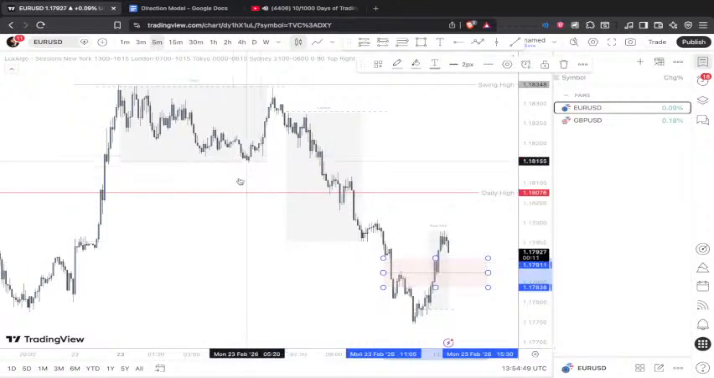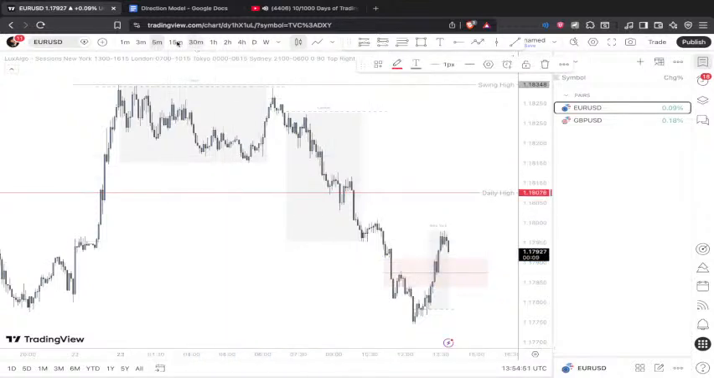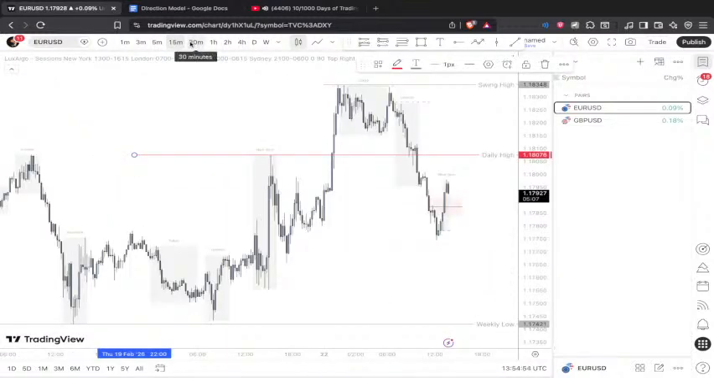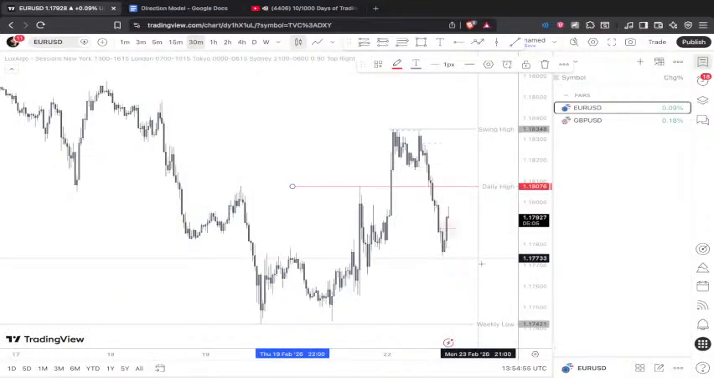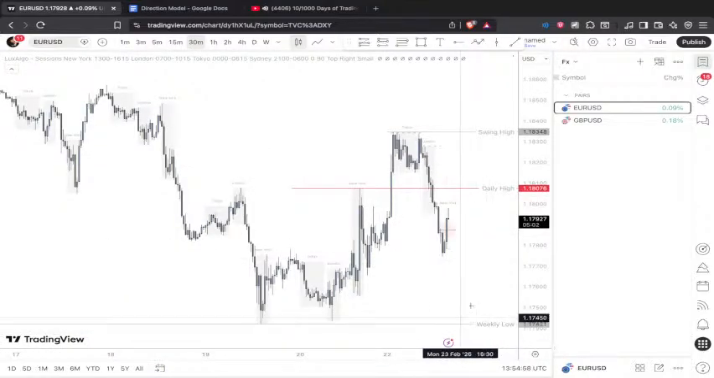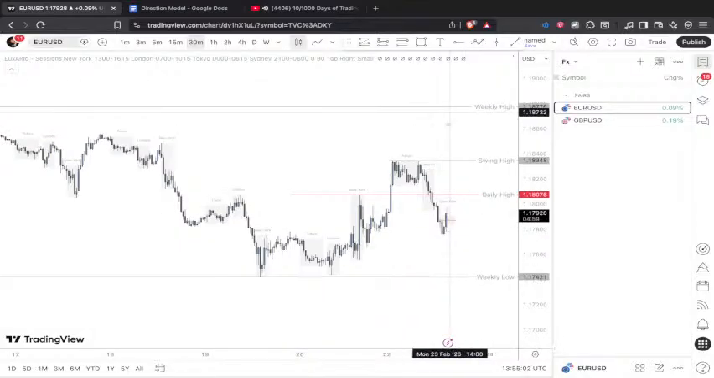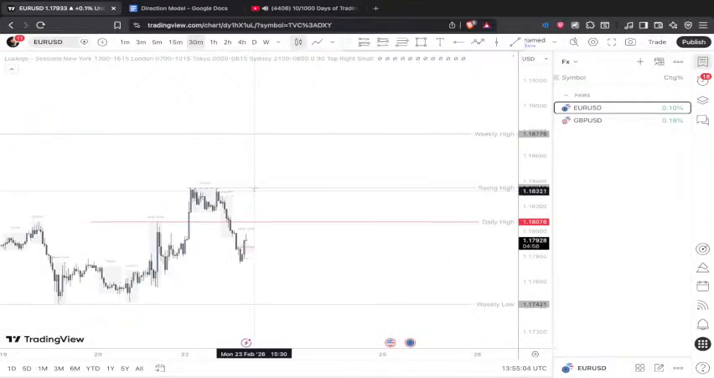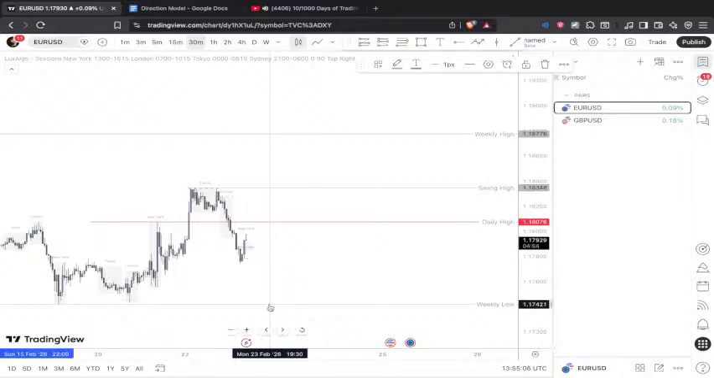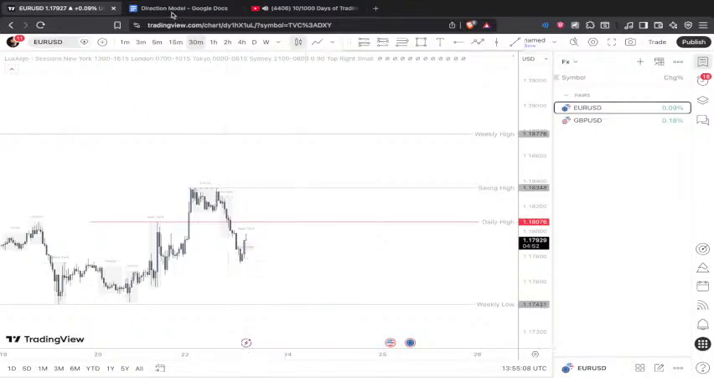We've taken two liquidity places. We've even taken this daily high as a liquidity. So the determining factor is whether we're going towards the weekly low, which is down here, or if we're going to come back up to the swing high, and then of course above that is the weekly high. So our determining factor is if price is going in this direction or this direction, and that's based off our direction model.